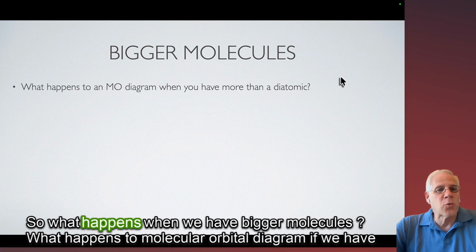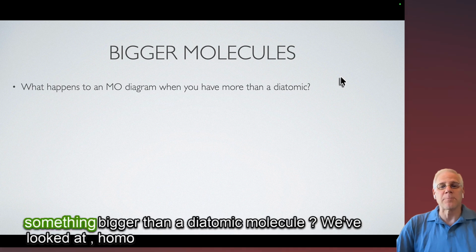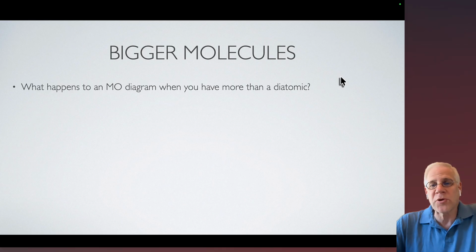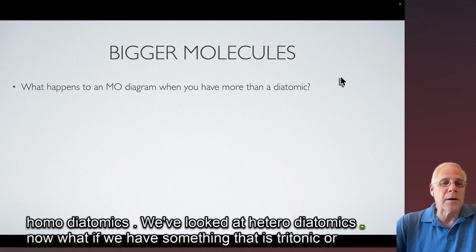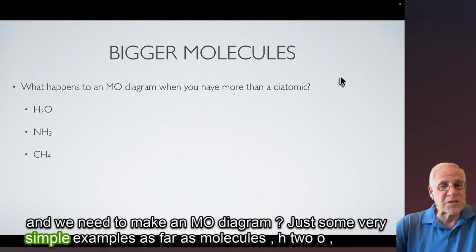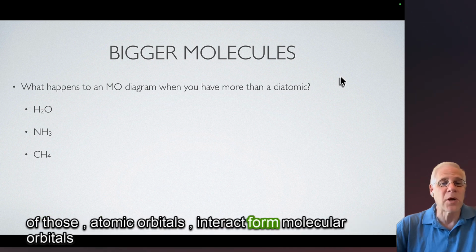So what happens when we have bigger molecules? What happens to a molecular orbital diagram if we have something bigger than a diatomic molecule? We've looked at homodiatomics, we've looked at heterodiatomics. Now, what if we have something that is triatomic or tetratomic, just 4 atoms, 5 atoms, 6 atoms? What do we do when we have these and we need to make an MO diagram? Just some very simple examples as far as molecules: H2O, ammonia, CH4, can create very complex molecular orbital diagrams when you're having to look at how all of those atomic orbitals interact to form molecular orbitals.